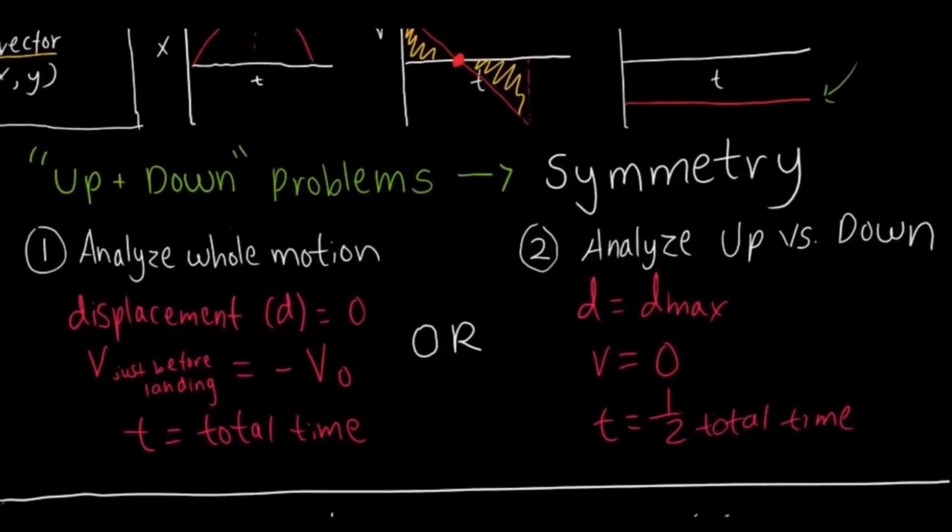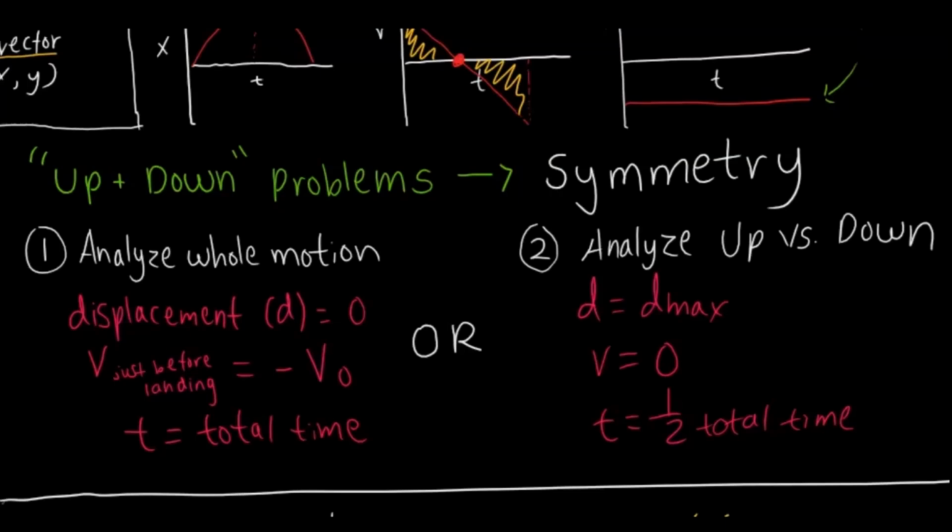All right, so the other thing regarding free fall is up and down problems. And so we already talked about that symmetry that you're going to see, but there are 2 strategies you want to use when analyzing these problems. You can either analyze the whole motion, in which the displacement would be 0 because it came back down. The velocity just before landing is the negative of that initial velocity, and then the time is just the total time it took for the entire motion.